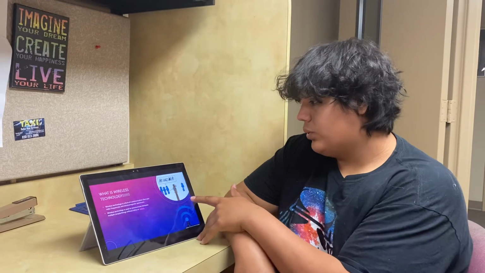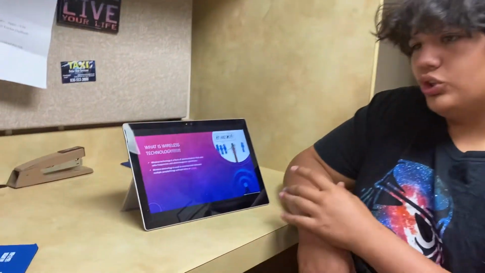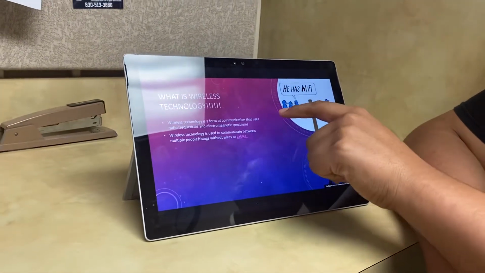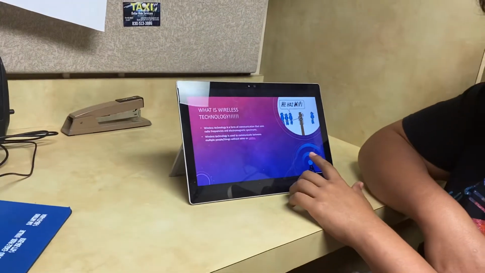Also, wireless technology works as a form of communication that uses radio frequencies and electromagnetic spectrums. It is used everywhere and anywhere. I guarantee you can't go anywhere nowadays without seeing something. In fact, you probably have one in your pocket. You probably have one at your house, a laptop. Oh, and this photo, it's a joke because there's no wires. So he has Wi-Fi because he's not standing on any of the cable lines like the other one. So that's what that means.